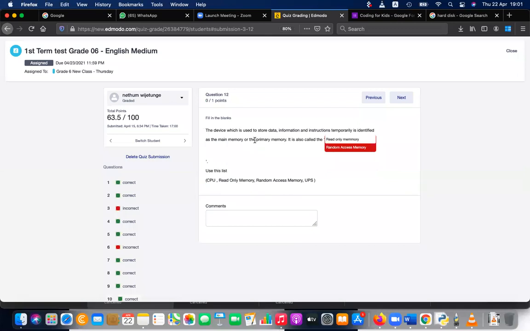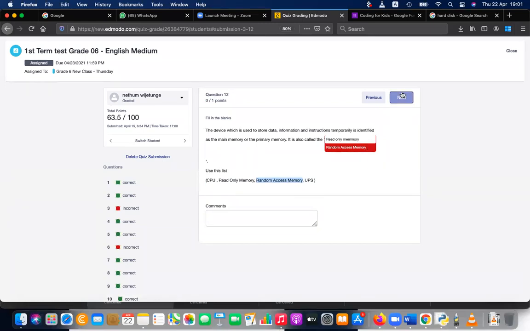The device which is used to store data and information temporarily is the main memory, primary memory. The other word is random access memory. Not read only memory. Random access memory is the other word.